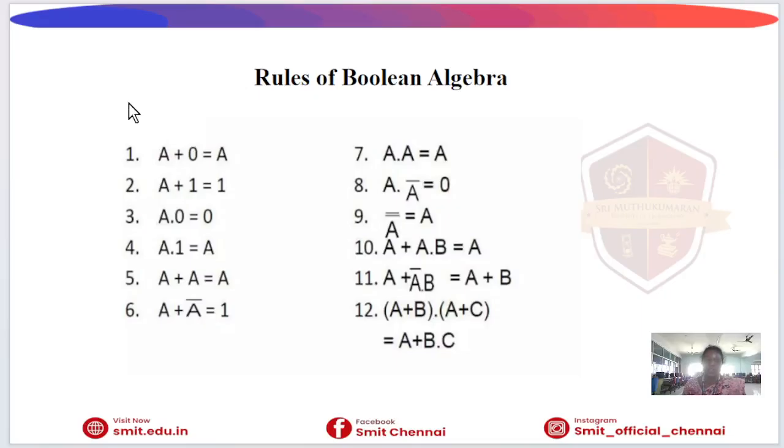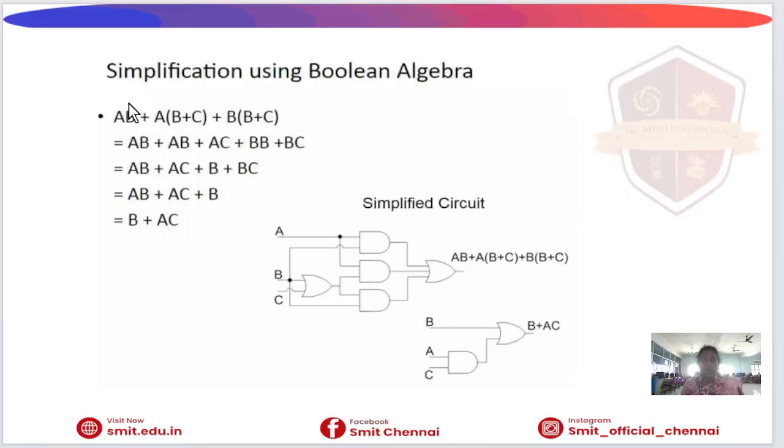So computer design, mobile phones, embedded systems, robotics, all use Boolean algebra. So this is some circuit simplification using Boolean algebra. AB plus A(B plus C) plus B(B plus C). So we are writing AB.